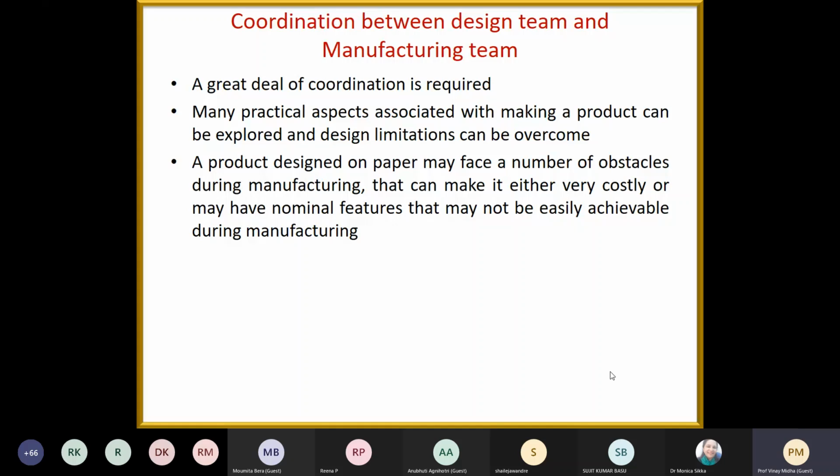A product designed on paper may face a number of obstacles during manufacturing that can make it either very costly, or it may have nominal features that may not be easily achievable during the manufacturing process. So this is what I told earlier also, that you may think of a product, you may try to design it to have this much strength and durability, but actually it may not be possible. It is the manufacturing people who will tell you that these are the limitations and we cannot physically make this particular product due to them.